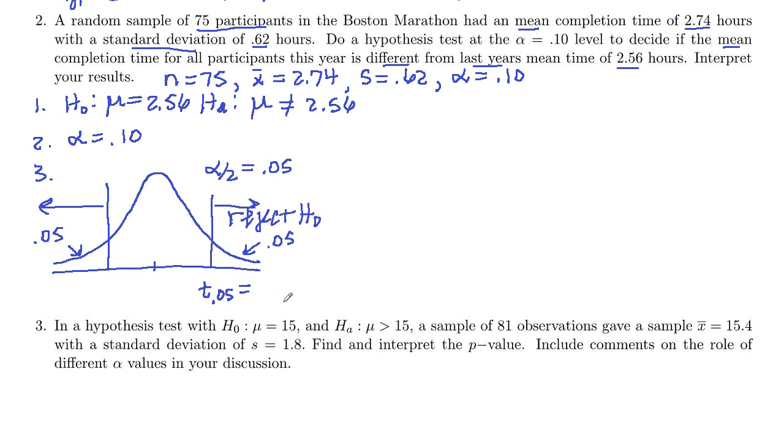And so to get that t-value, we're going to do inverse t. And then we need to put in the left area, which is 0.95. So if 5% is to the right, then 95% is to the left. We want the left area. And then the degrees of freedom, which are 1 less than the sample size. So 74.